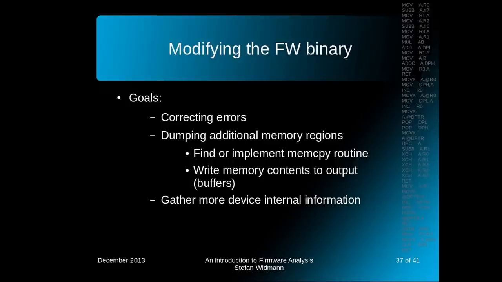And that's what they did in the Cisco Voice over IP hack. They tried to find a memcopy routine and used it. If you don't find a memcopy routine, maybe you can implement your own. Why not? You could, for example, dump code from other memory regions to output buffers. Or if you have space in an external memory device, why not programming it to the device and reading it from the device? It can be very interesting to gather more device internal information. For example, doing a RAM dump, because during static analysis, you always wonder what might be in RAM at this and that address.